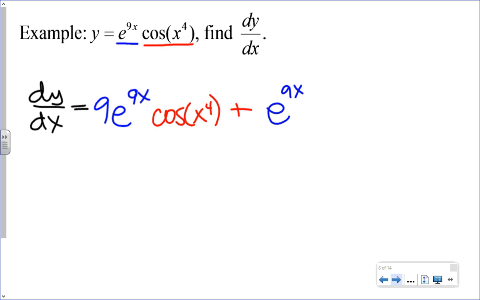All right? So we have cosine of x to the 4th. What is the derivative of cosine? Negative sine. So we have negative sine. The inside stays as is. And then we're going to multiply by the derivative of the inside, which is 4x cubed.